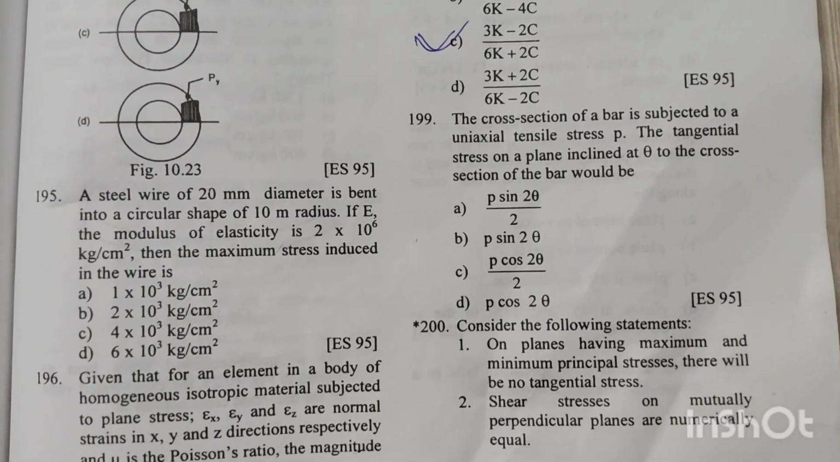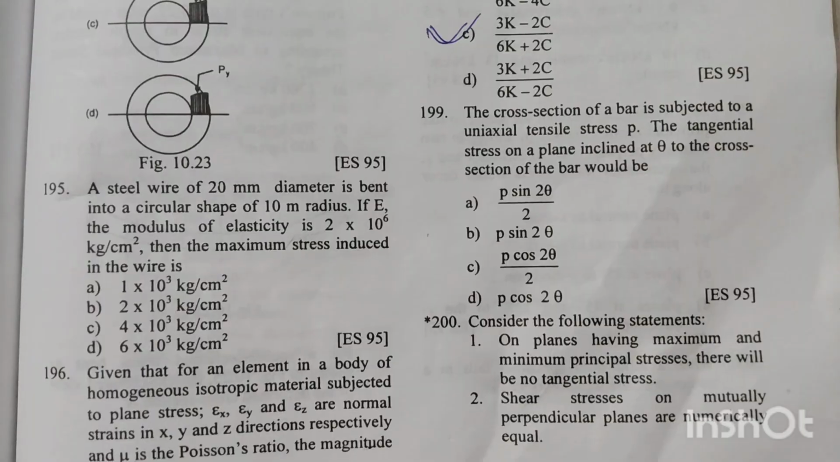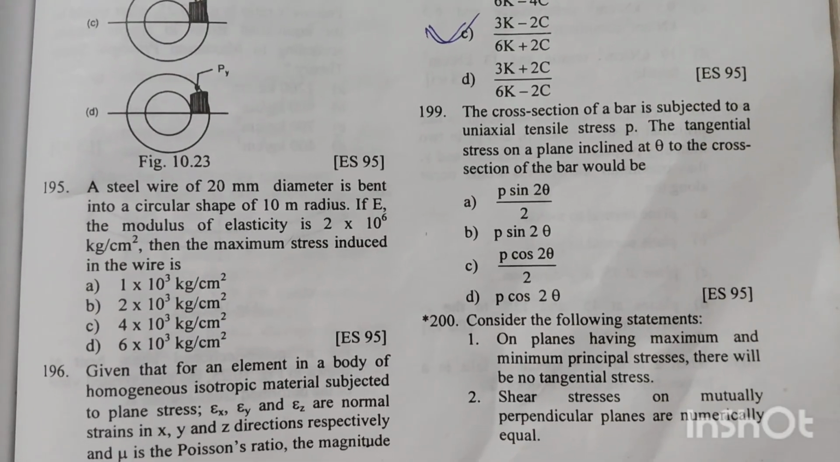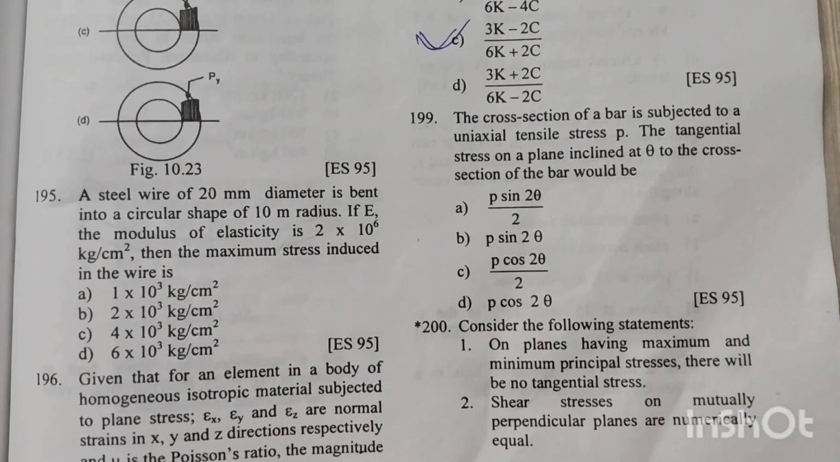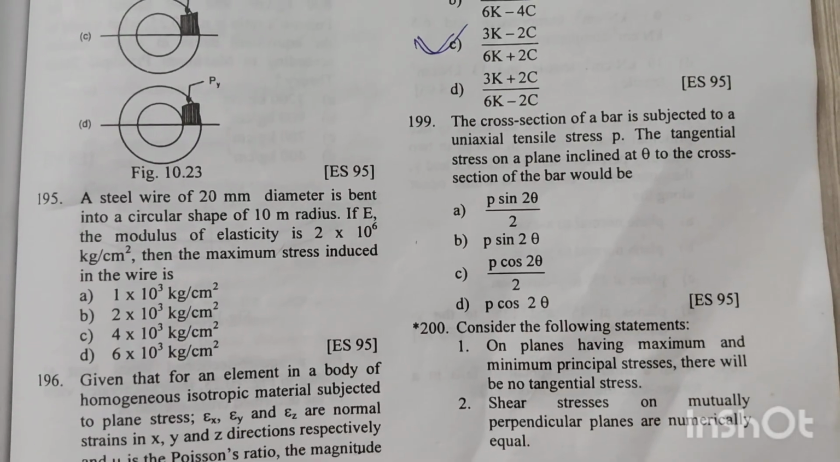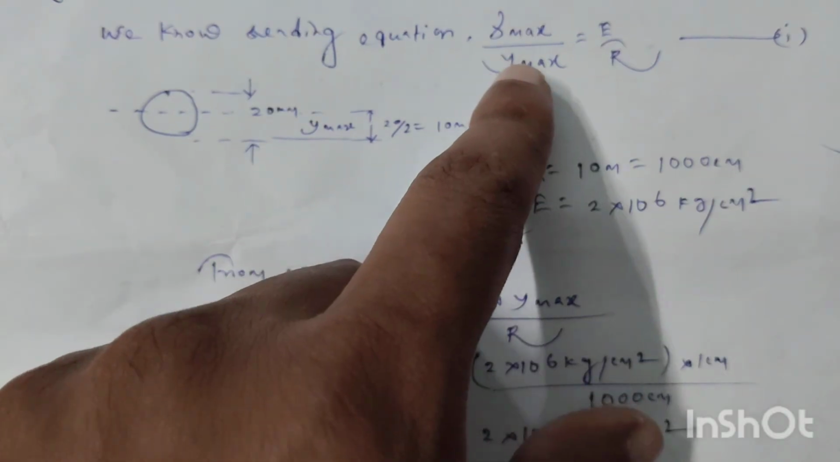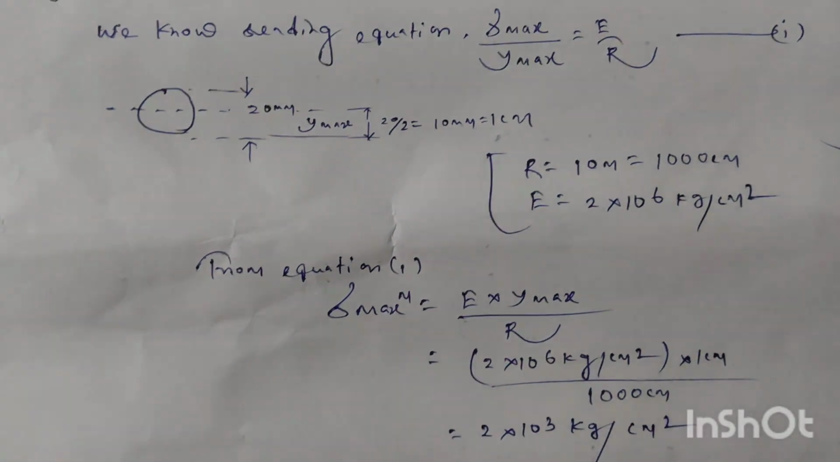Question number 195. A steel wire of 20 mm diameter is bent into a circular shape of 10 meter radius. If E, the modulus of elasticity, is equal to 2 into 10 to the power 6 kg per centimeter square, then the maximum stress induced in the wire is. We know the bending equation: sigma max divided by y max equals E by R. This is equation number 1.